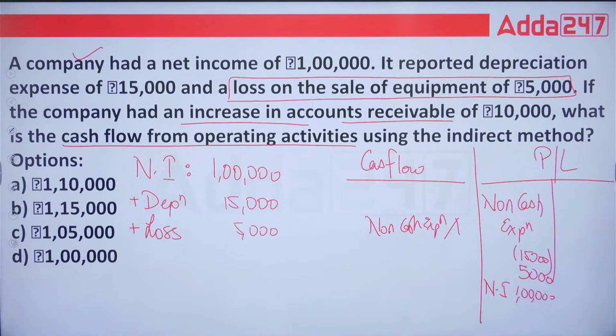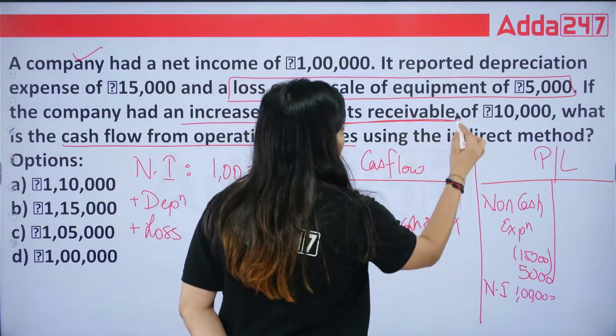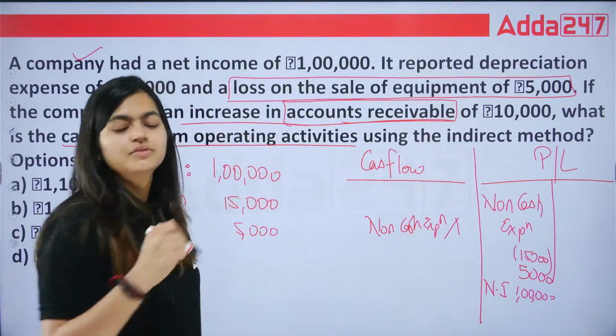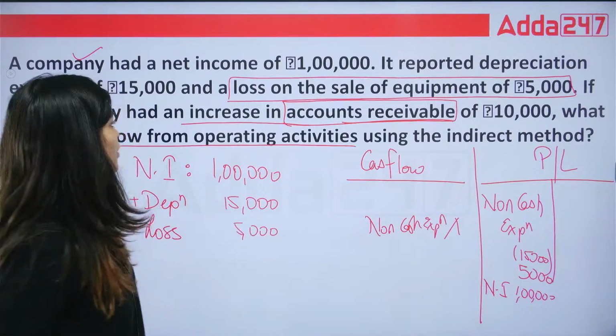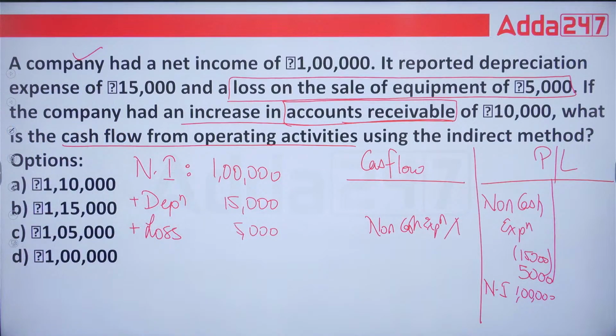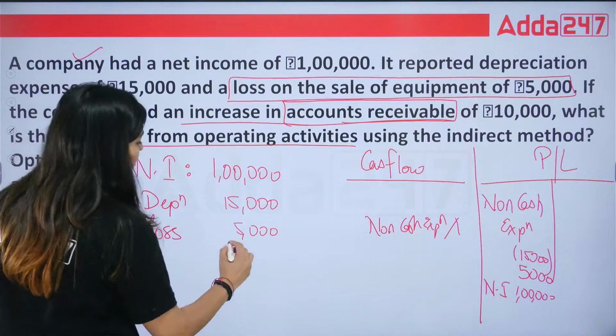Accounts receivable. Accounts receivable means your debtors. Okay? Accounts receivable means your debtors. So in this they are saying the company had an increase in accounts receivable of 10,000. Means we are going to subtract that. We are going to subtract that 10,000.